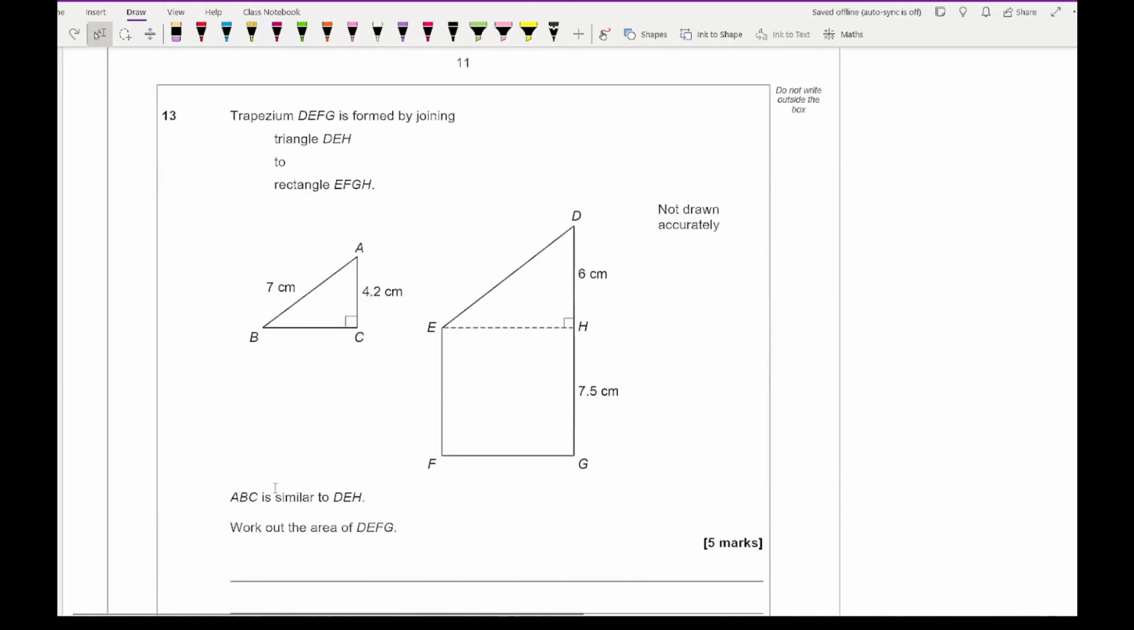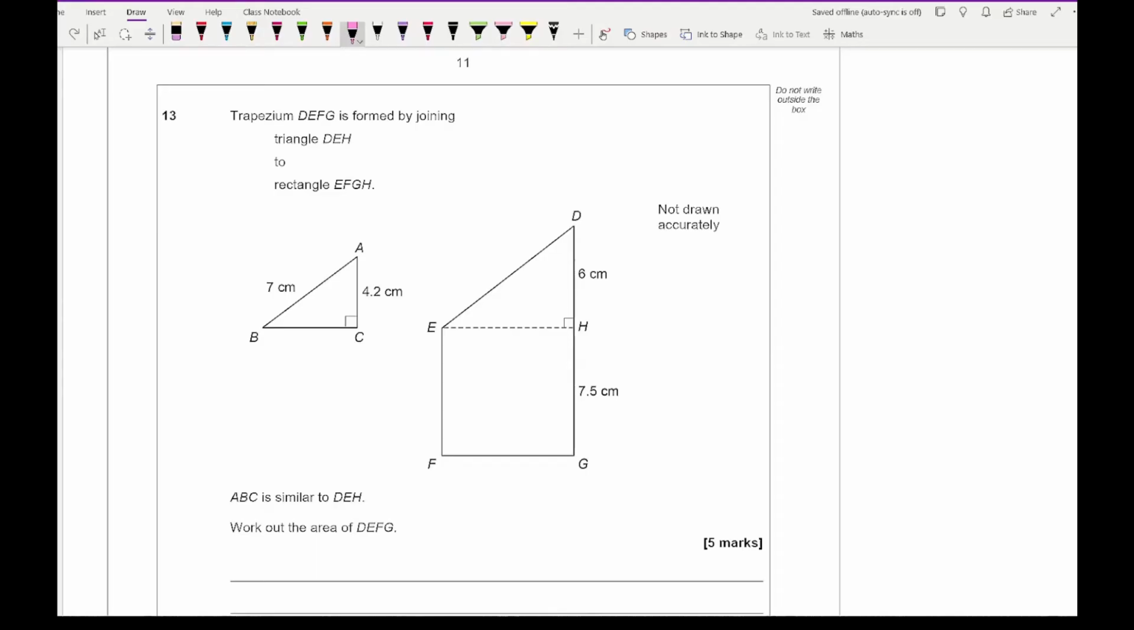Now moving on to question 13, it says that a trapezium DEFG is formed by joining triangle DEH and rectangle EFGH. ABC is similar to DEH. Work out the area of DEFG. So first things first, what we need to do is a couple of things.